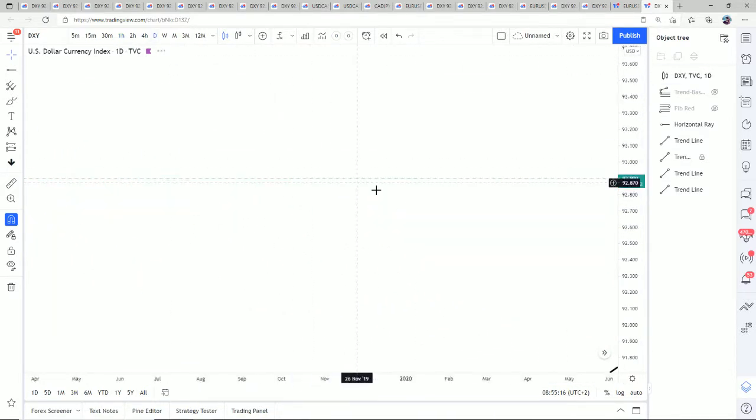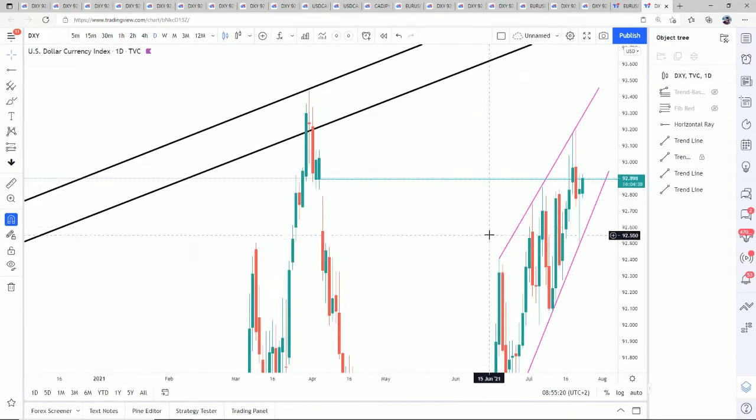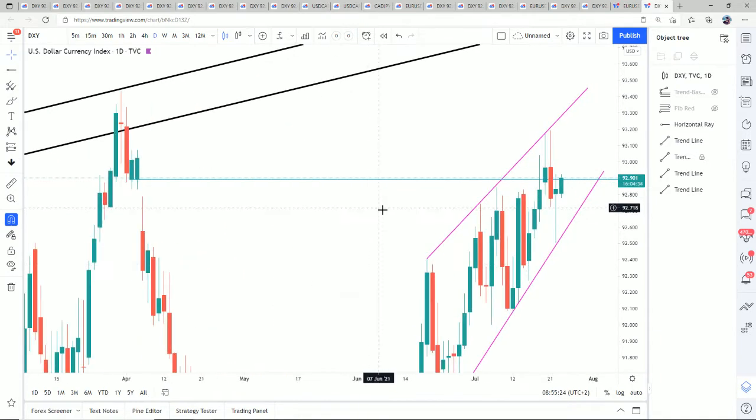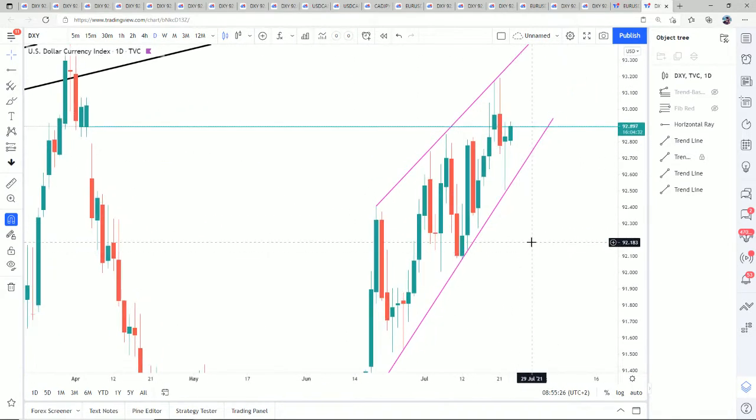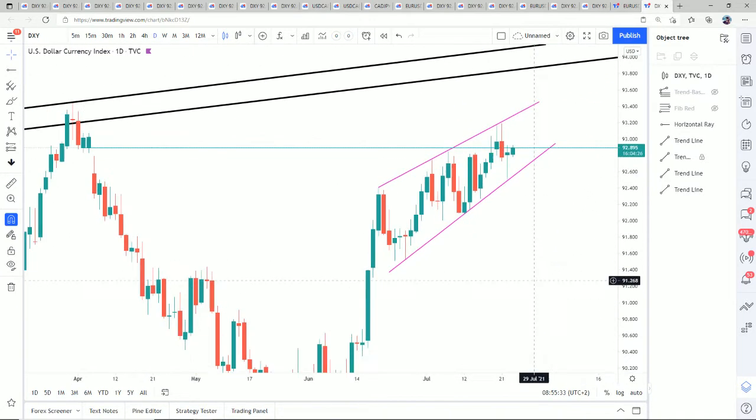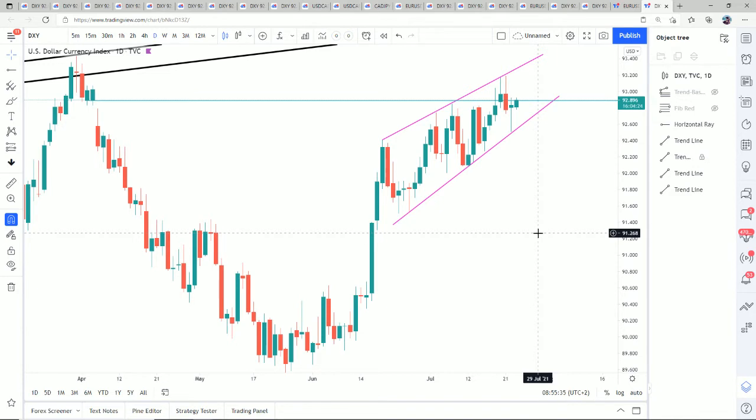On the daily, we see clearly it's an important area because we have two candle bodies right there. That's what has been mostly used until now, with some other things, to hold the price on DXY. So yesterday we bounced here.